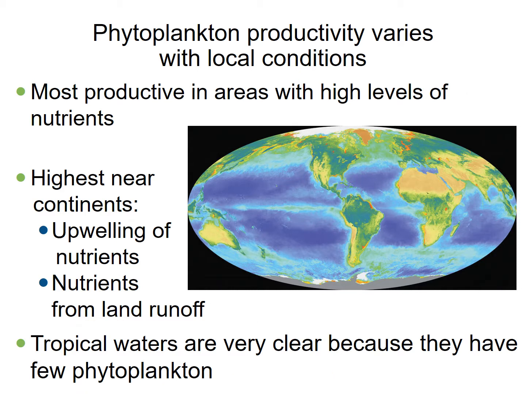And the phytoplankton productivity varies with local conditions. The most productive areas are the areas with a high level of nutrients. They're highest near the continents, where nutrients are upwelling or nutrients come into the ocean from runoff. Tropical waters are very clear and blue because they have very few phytoplankton. They are an oceanic desert.